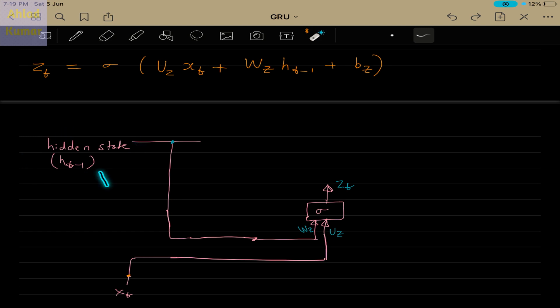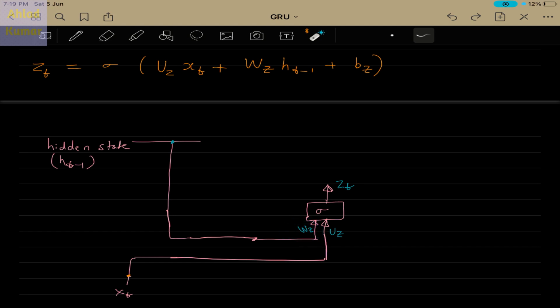So this ht minus 1 is multiplied with Wz, which is the weights connecting the hidden layer here with the hidden layer here. So we have 2 hidden layers: one is this hidden layer, another one is this hidden layer. So the weights Wz are the interconnection between these 2 hidden units.